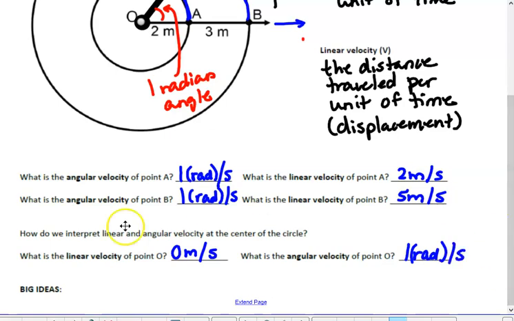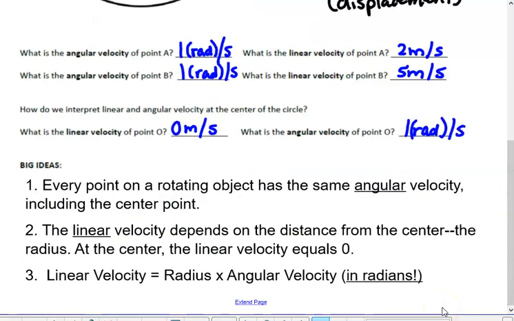So what are the big ideas for this section? Number 1, every point on a rotating object has the same angular velocity, including the center point. Number 2, the linear velocity depends on the distance from the center, which is the radius. At the center, the linear velocity equals 0. Number 3, linear velocity equals the radius times the angular velocity, if the angular velocity is in radians. This only works when the angular velocity is in radians. So pause for a minute and write that down, and then I'm going to show you using an example what this last point means.